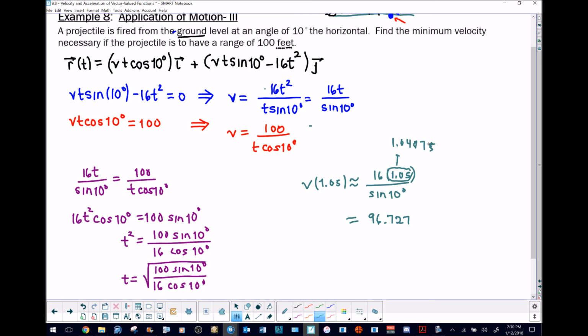Boy, it'd be nice to get a label here. Well, it looks like we've got feet as one of our labels, and the fact that this -16 is already sort of attached to the gravitational constant of 32 feet per second. We definitely have feet per second as our label, and that would be that minimum velocity that we need.